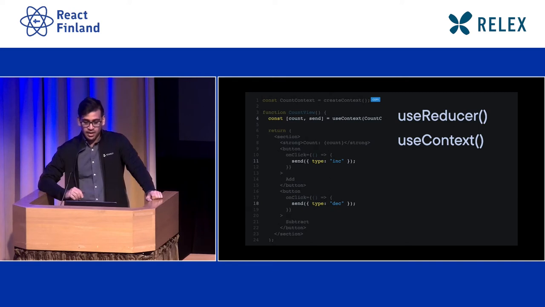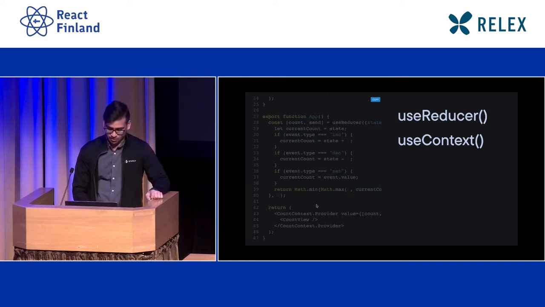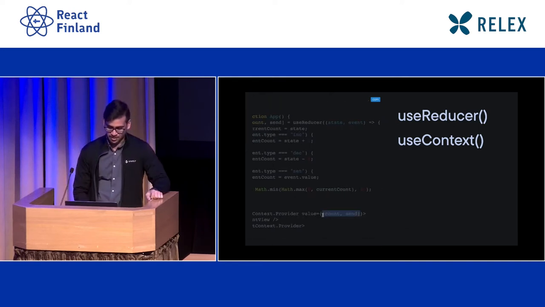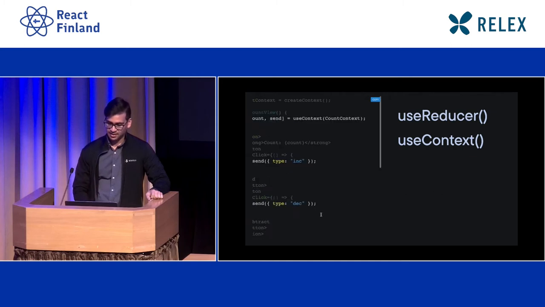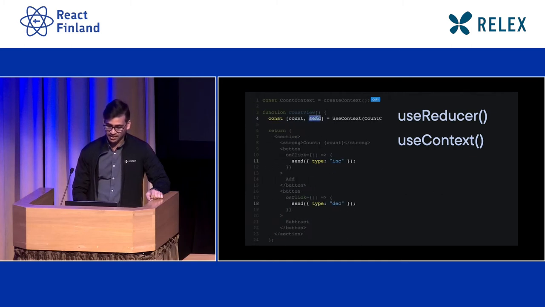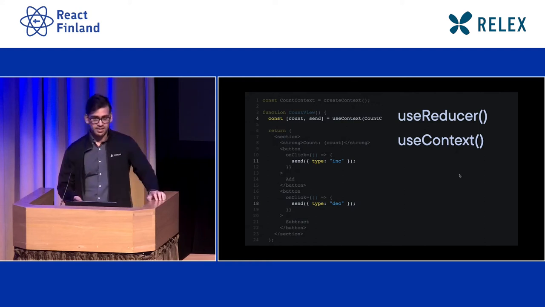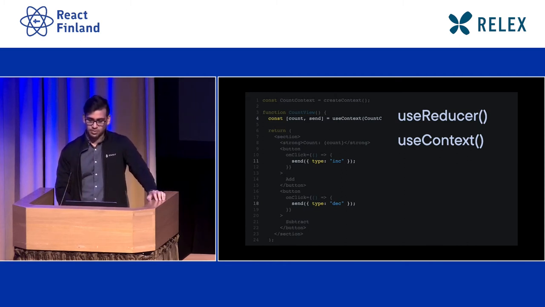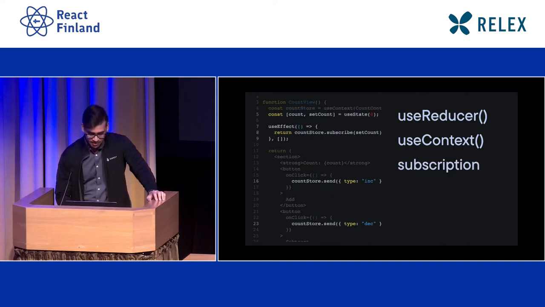Okay, so let's bring that in, too. So now I'm also passing in send. So I actually have that send along with the count. So what's the problem here? I mean, we have counts, we have send, we could share it with all of our components. Well, if you've ever done any sort of state management with context before, you're going to get bitten by the fact that components are going to re-render unnecessarily.